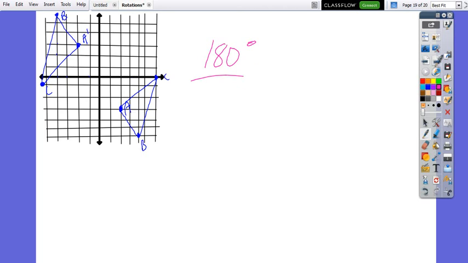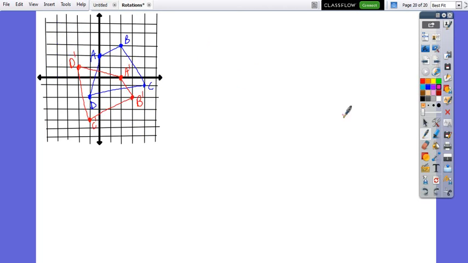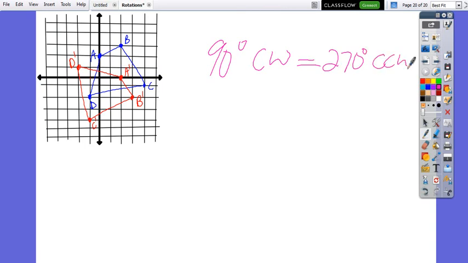Okay, what about this one? This is a little different. All right, look at A and then look at A prime. What degree rotation is that? It's 90. Which direction? Clockwise. So it is 90 degrees clockwise equals 270 degrees counterclockwise. Those are the two that are the same. And again, I could go 90, 180, 270.